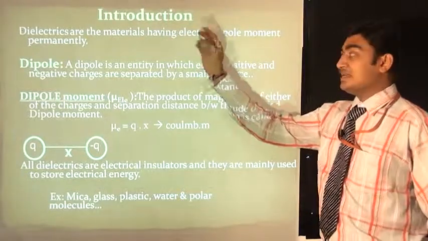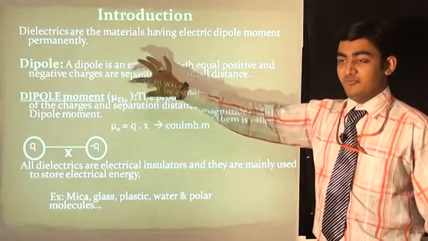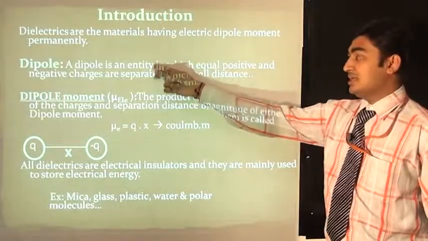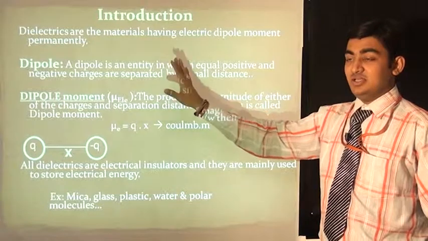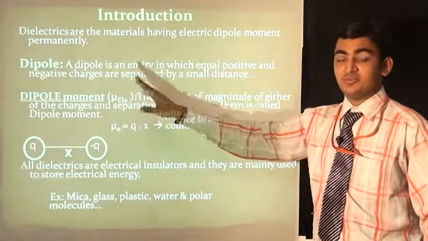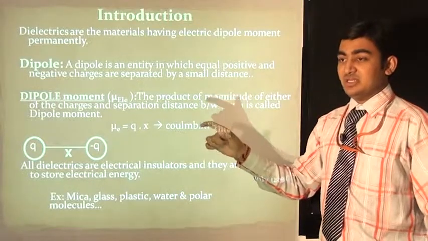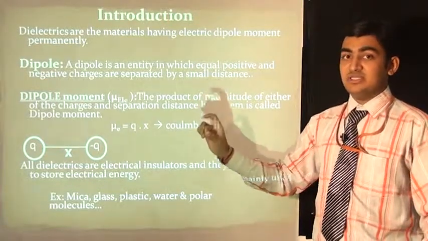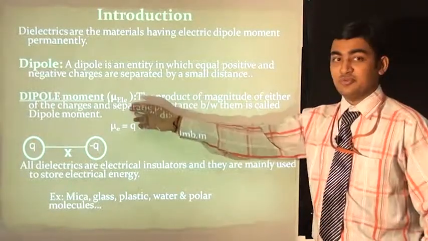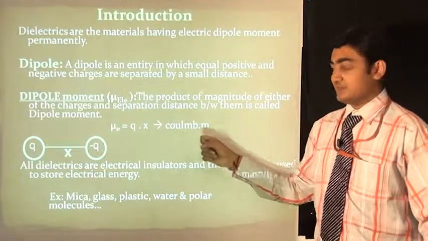First, introduction. Dielectric material is a material having electric dipoles. It means one pole is positive and the second pole is negative, as shown in the figure. A dipole has equal positive and negative charges. Then dipole moment is the generation of electric charge displacement, wherein when we apply an electric field, it will change the displacement between two charges. Then there is a generation of dipole moment. The unit of dipole moment is coulomb meter.